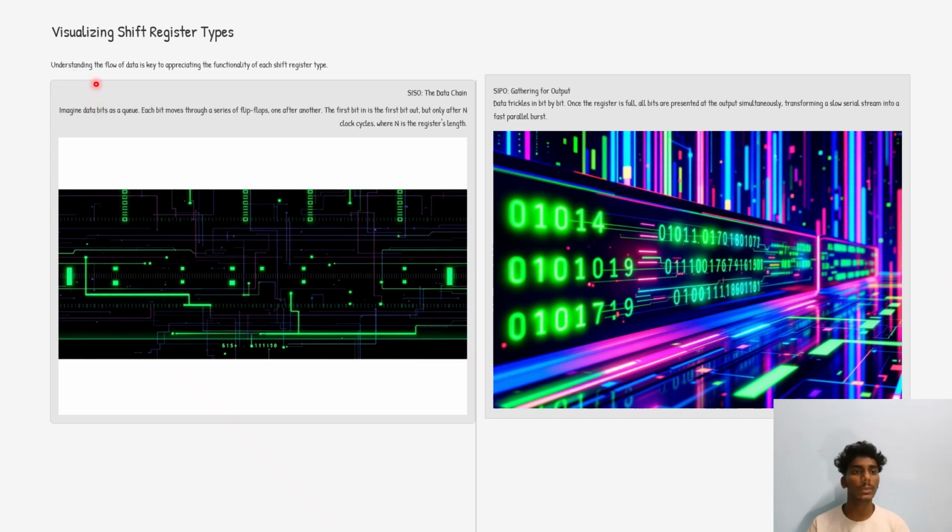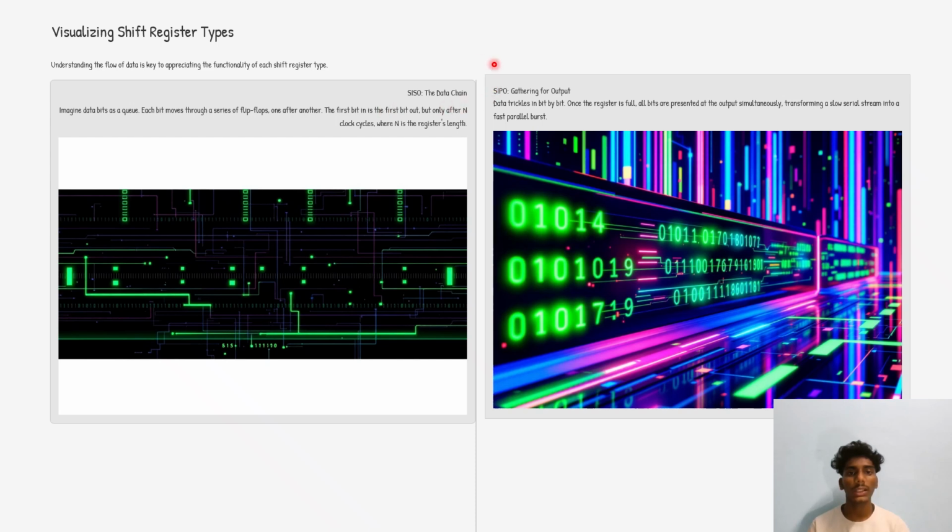Visualizing shift register types. Understanding the flow of data is key to appreciating the function of each shift register type. SISO, data chain. Imagine data bits as a queue. Each bit moves through the serial flip-flops one after another. The first bit comes out only after n clock cycles, where n is the register length.